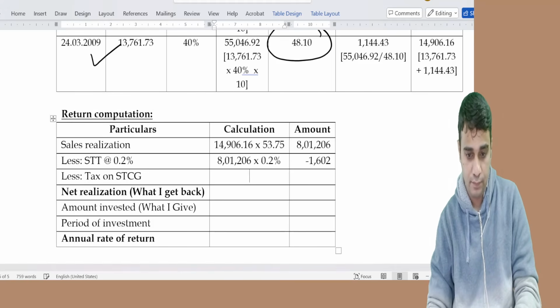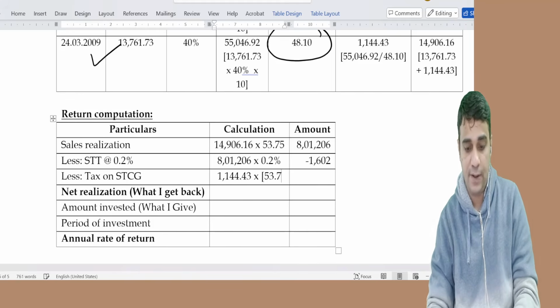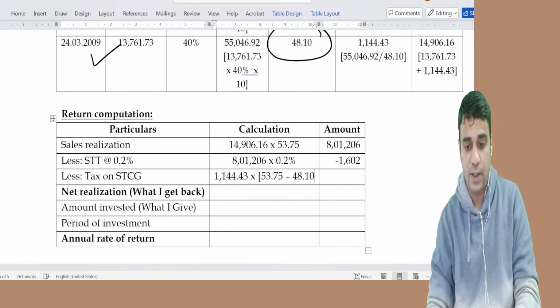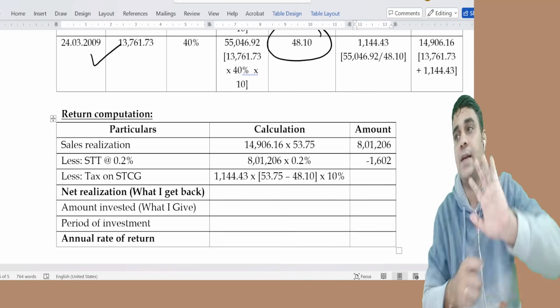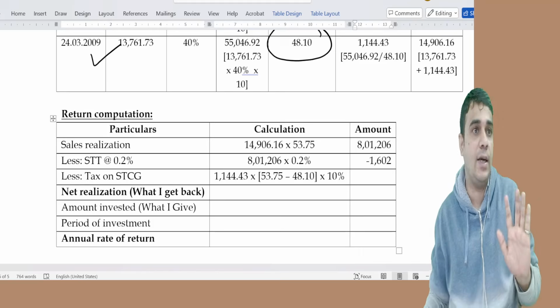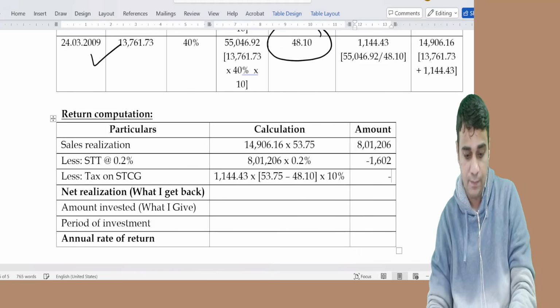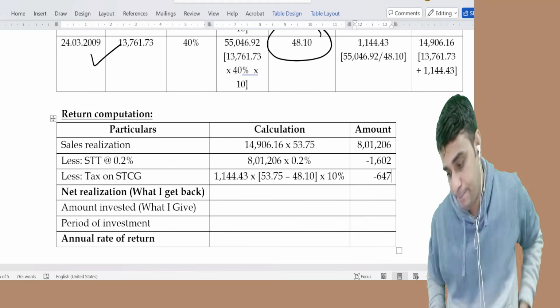So now the tax on STCG: 11 into 53.75 minus 48.1 into 10%. No securities transaction tax deduction. STT is not a tax deductible item. How much? 647.